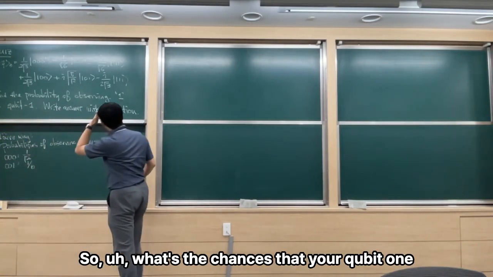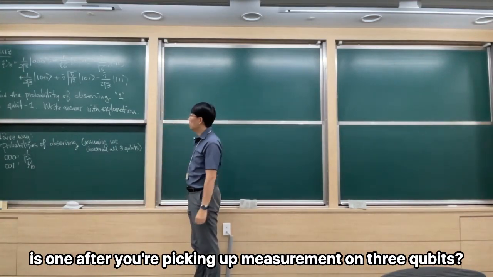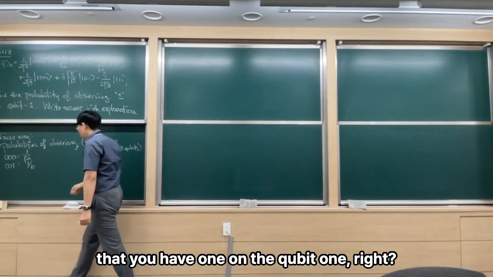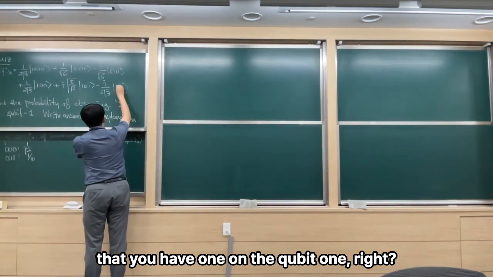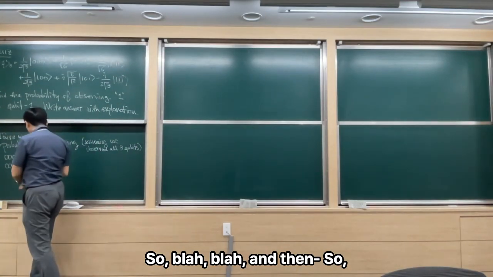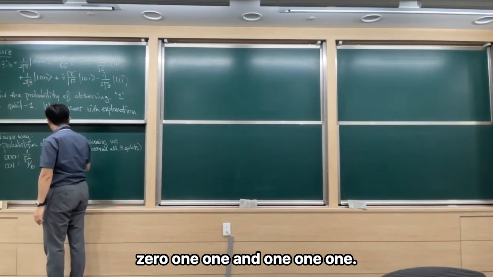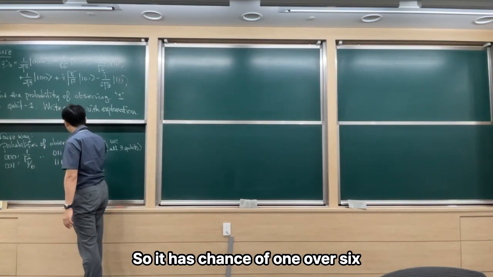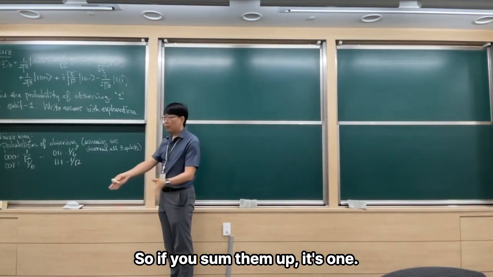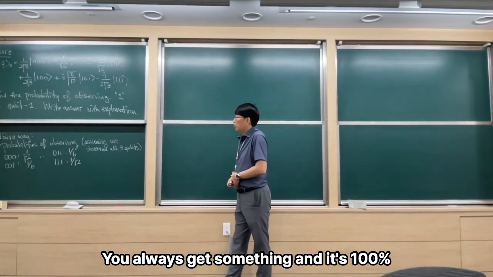So what's the chances that your qubit 1 is 1 after you're taking a measurement on 3 qubits? So these are the only cases that you have 1 on the qubit 1, right? So this one and this one. So 0, 1, 1, and 1, 1, 1. So it has a chance of 1 over 6, and this one has 1 over 12. So if you sum them all up, it's 1. You always get something, and it's 100%.